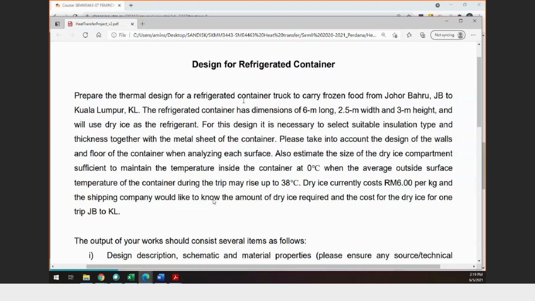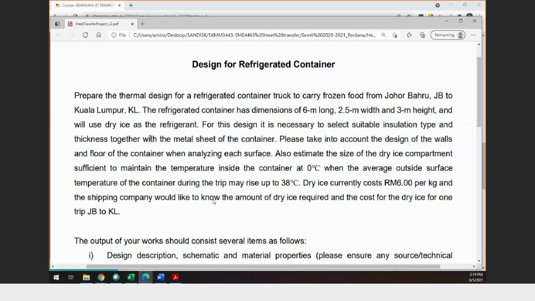Okay, so there must be a reason why I give this location, because it's related to the distance and to the time consumed, so you have to estimate this. The refrigerated container has a fixed dimension: 6 meters long, 2.5 meters wide, and 3 meters high. It will use dry ice as the refrigerant, so you do not use a motorized system.